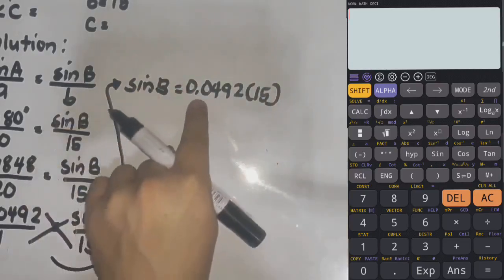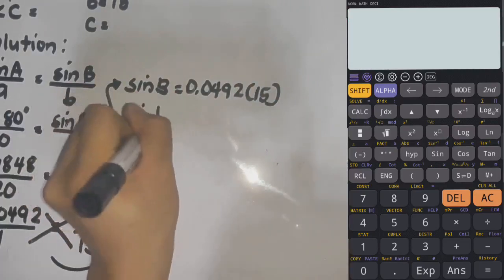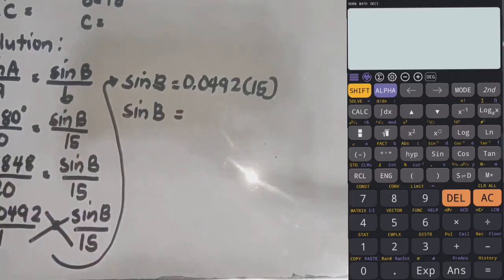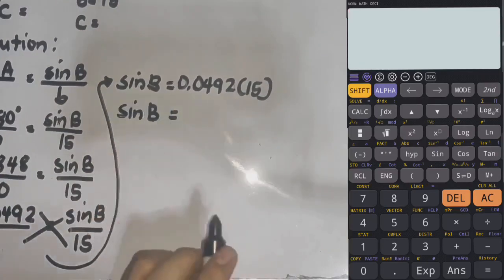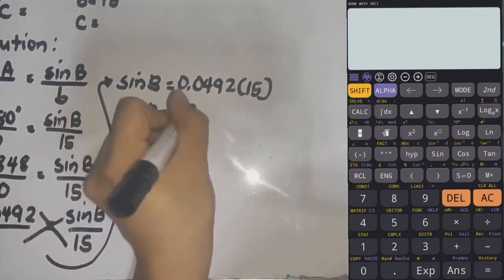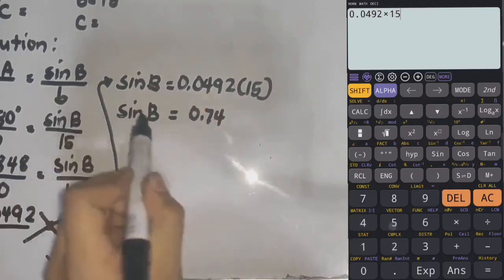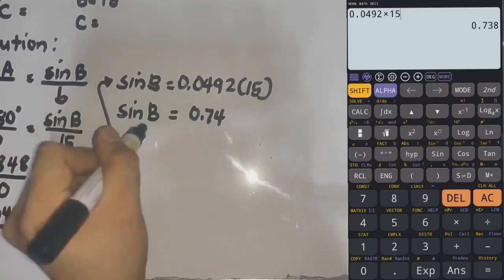Then, i-multiply natin yung nasa right side. So, bring down natin yung sine of angle B equals 0.0492 times 15 is 0.74. So, dahil angle B yung hinahanap natin, may katabi siyang sine.